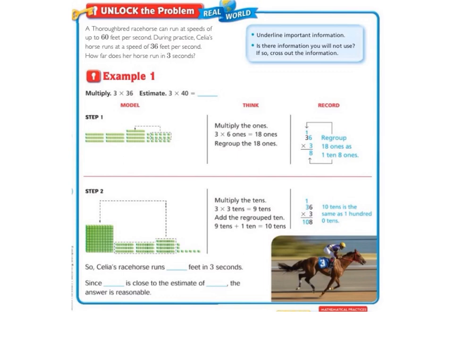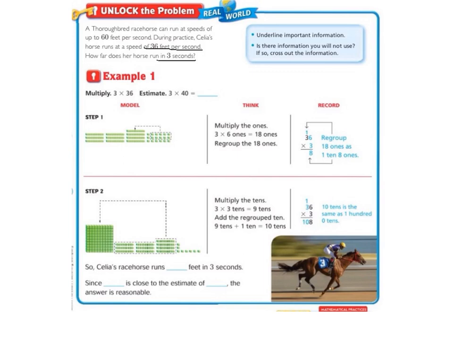It says, underline the important information. Well, we know that we're going to be multiplying, so we need the things that say per second. So I'm going to underline this last part, that her horse runs 36 feet per second, and that she runs for 3 seconds. And then the second part of the blue box says, is there information that we're not going to use? And if so, let's cross it out.